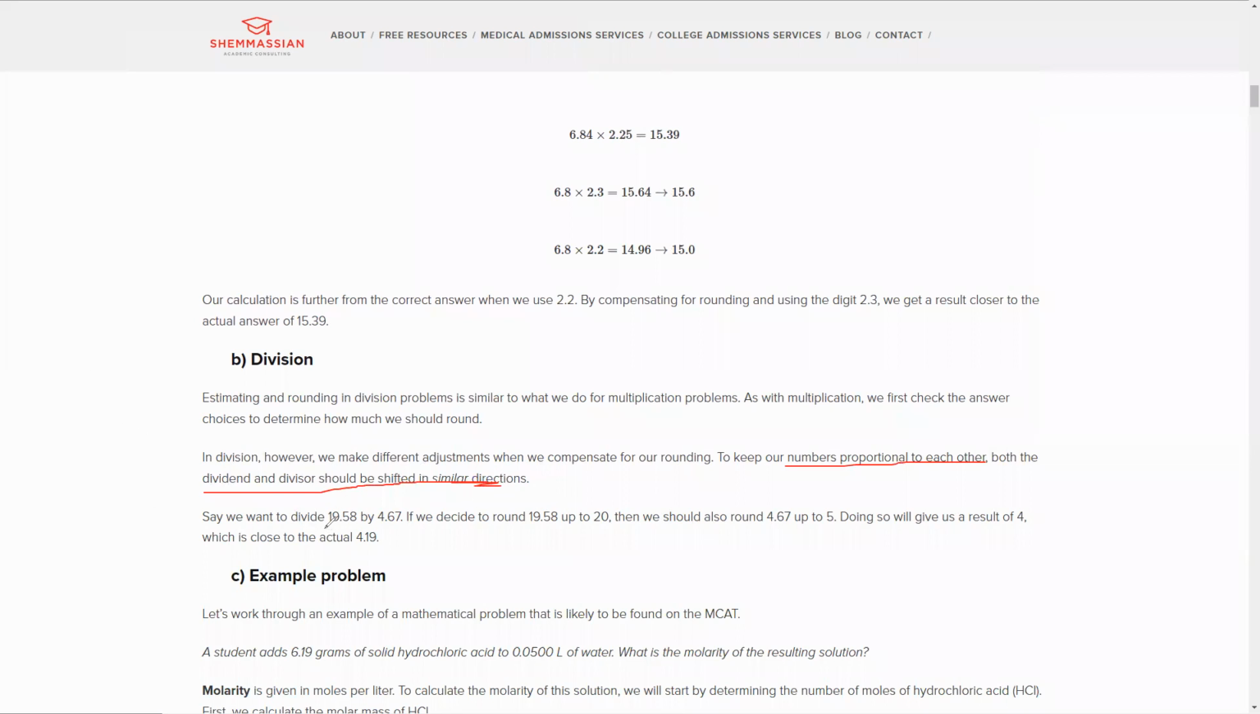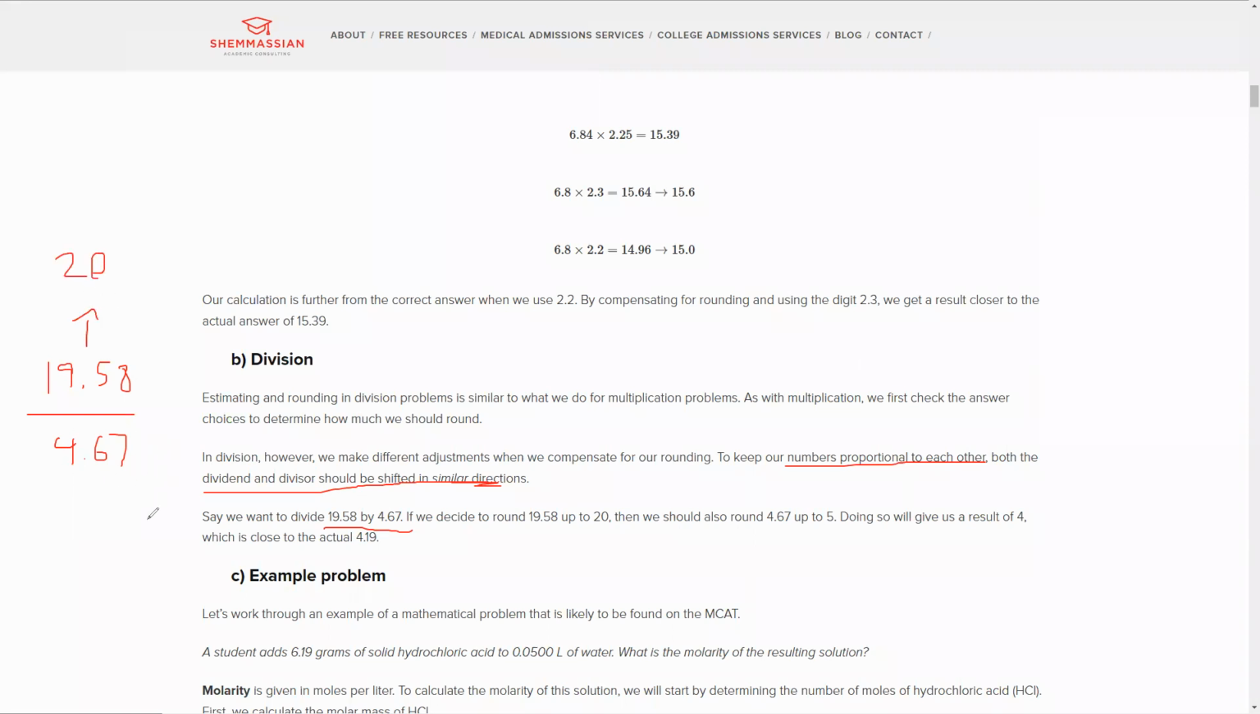For example, we were dividing 19.58 by 4.67. Okay, what is the nicest thing that we can do to this, right? This is impossible to solve mentally. But if we turn it into whole numbers, we can make it a little nicer. So if we turn 19.58 into 20, right, we bumped up.